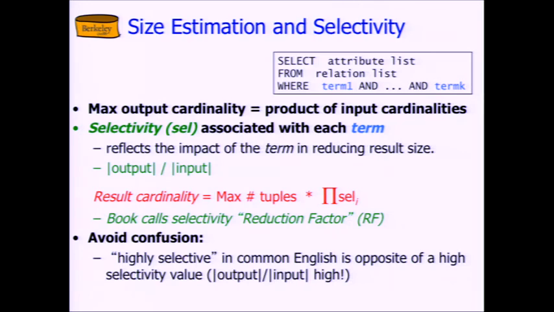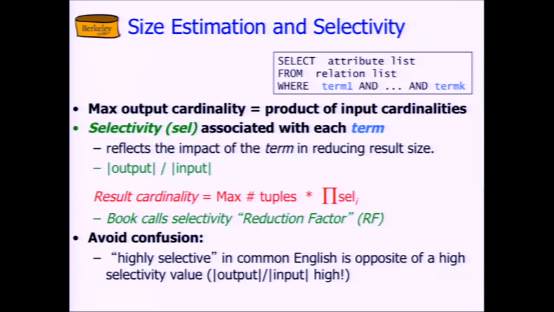Here's a confusing thing. Highly selective in common English is the opposite of what it means here. When we say Berkeley's a highly selective college, we mean that it admits very few people. But high selectivity here, like 9 out of 10 tuples going through to the output, is the opposite. That's like the schools that let 9/10 of their students in. So when we say a predicate has high selectivity, that means it lets through most of the tuples: size of output over size of input.